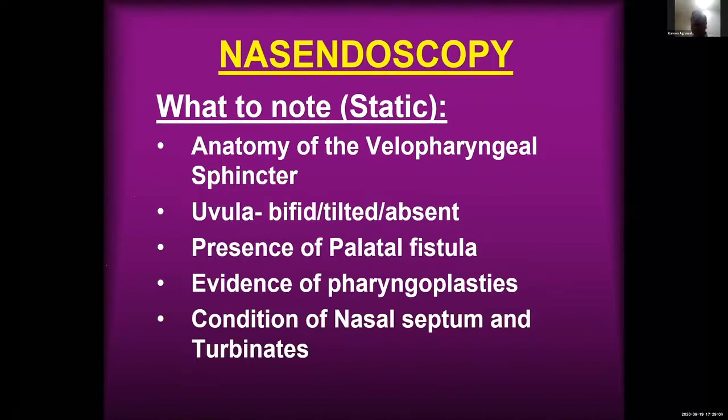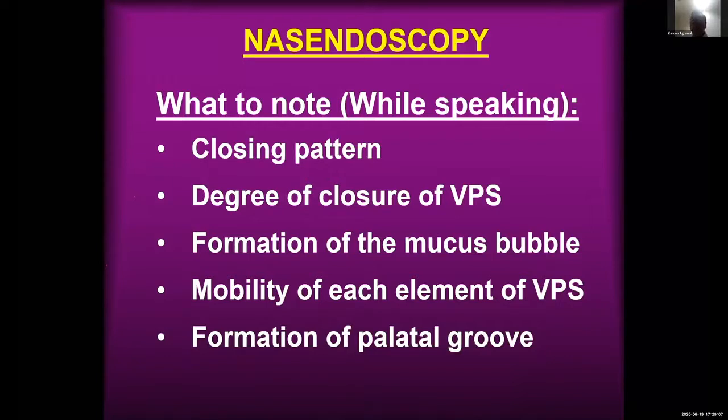After examining in static position, we should ask the child to speak what we have decided about the speech sample. And then normally we see five things when we examine inside the cavity, when the child is speaking, whatever material or speech sample you have given. One is the closing pattern. Second is the degree of closure of the sphincter. Third is the formation of mucus bubble. Fourth is the mobility of each element of the velopharyngeal sphincter. And fifth is the formation of palatal groove in the midline, or zona pellucida or blue line, which we can see in the midline.